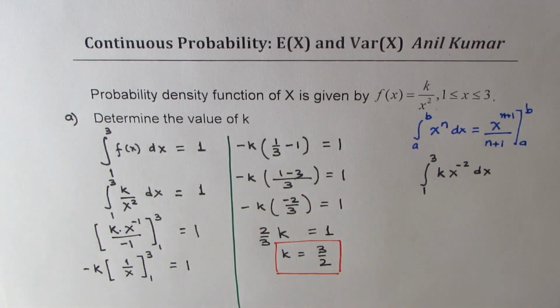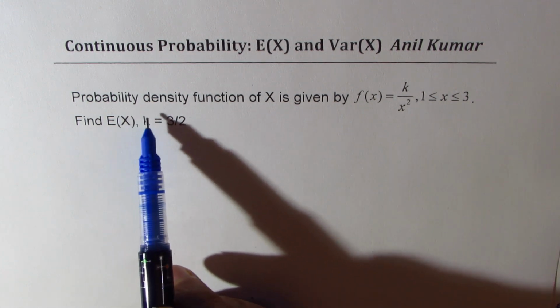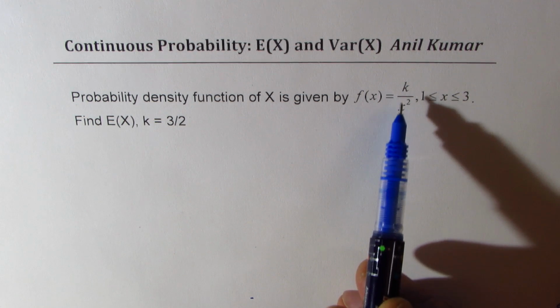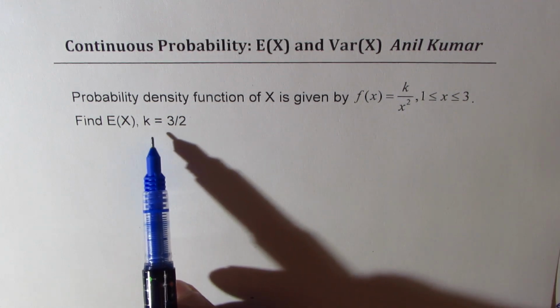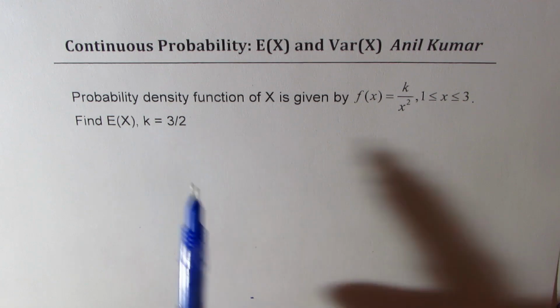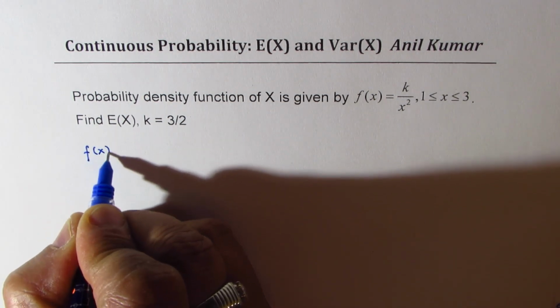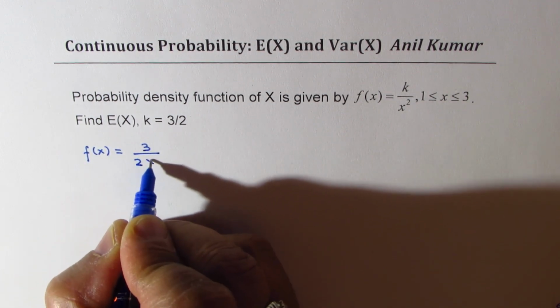Now let's move on to part B and calculate the expectation. We have the probability density function of x as f of x equals k over x squared, where x is between 1 and 3. We just calculated that k is 3 over 2. So we can write f of x as equal to 3 over 2 x squared, right?